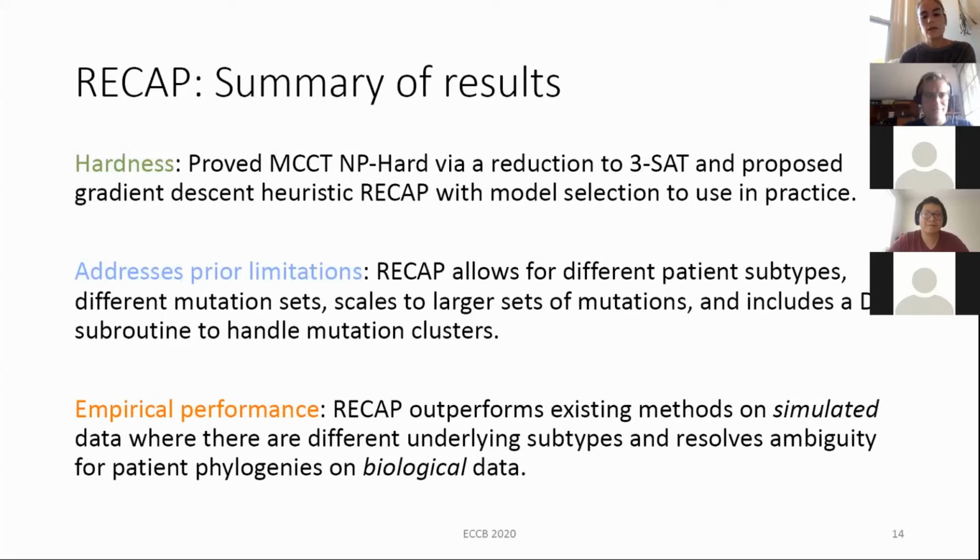We believe that this helps to address some of the prior limitations, explicitly accounting for patient subtypes, also allowing for different mutation sets and scaling to larger sets of data with many more mutations. And also something I think was kind of neat was that we included a dynamic programming subroutine to help handle mutation clusters. And this potentially could be an approach that helps in other contexts when people are trying to deal with mutation clusters. And then finally, we implemented our algorithm and tested it on both simulated data as well as biological data. So I'll get into some of those results now.